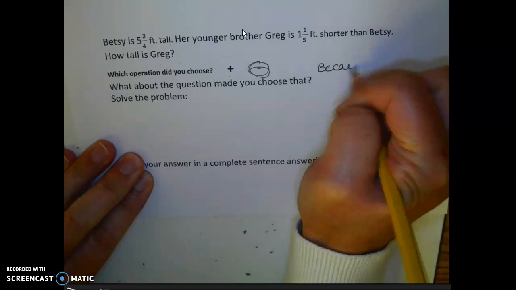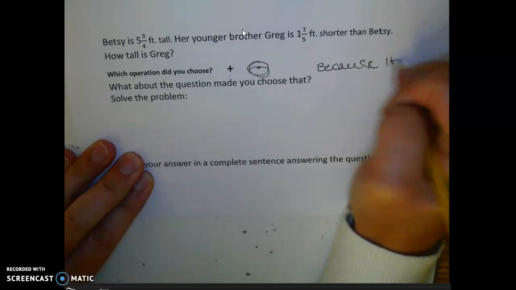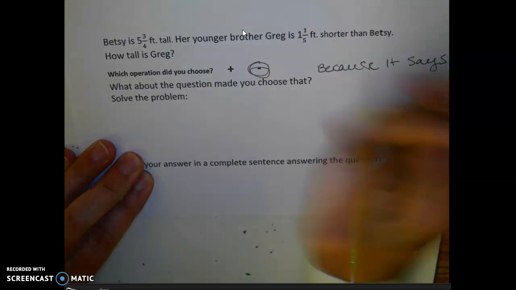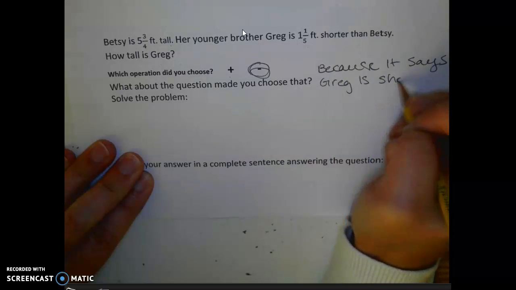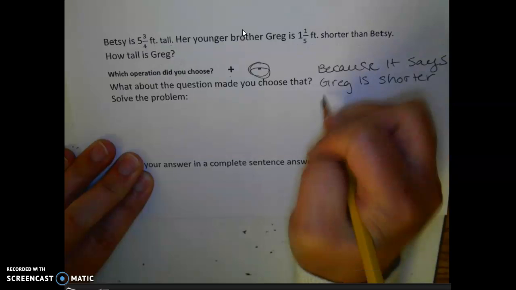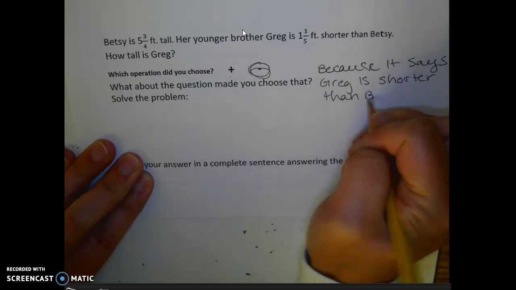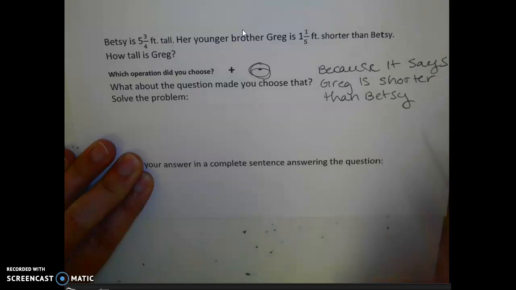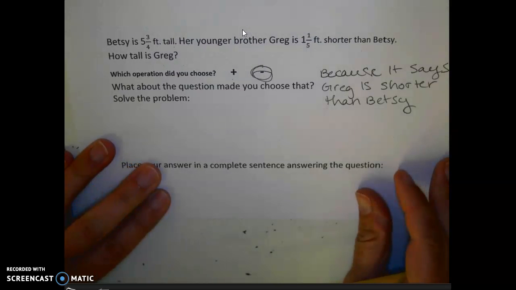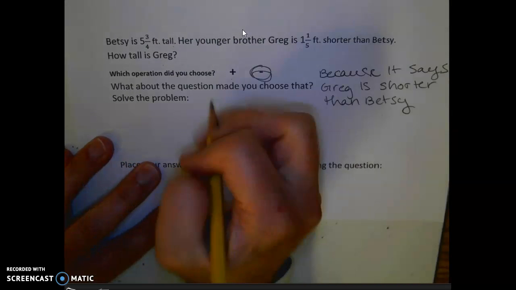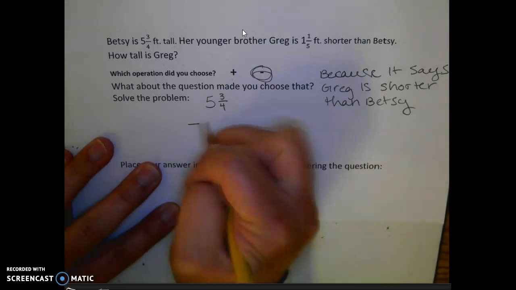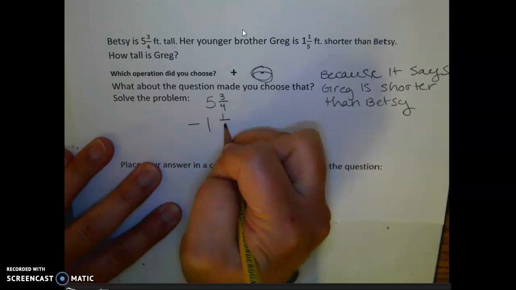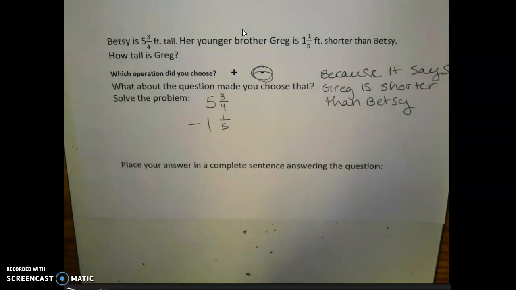because it says that Greg is shorter than Betsy. Okay. So now we need to subtract these numbers. 5 3/4 minus 1 1/5. Can we subtract them the way they are?